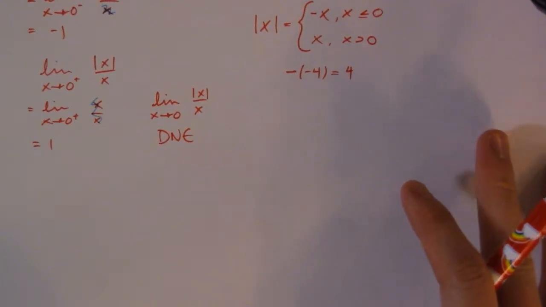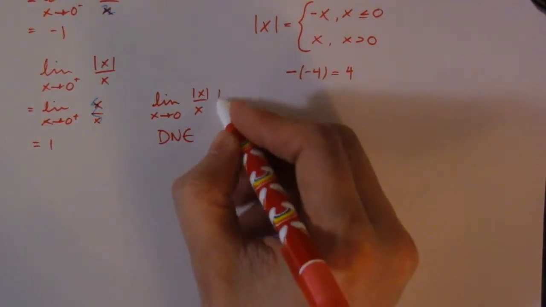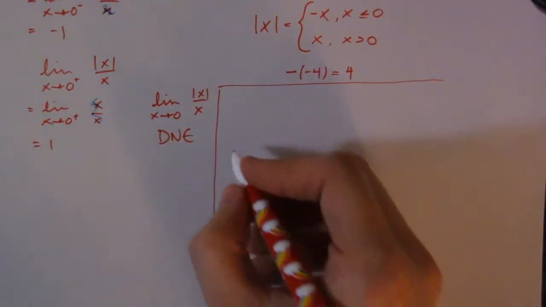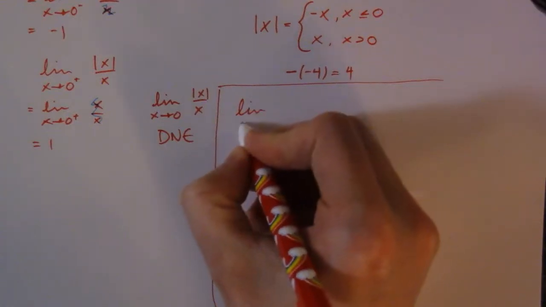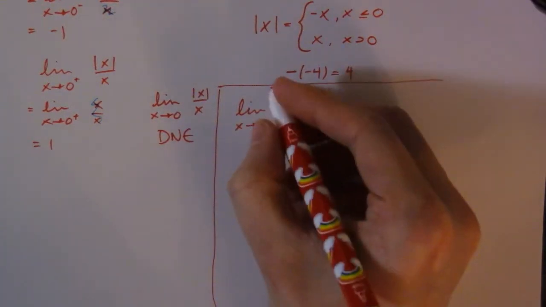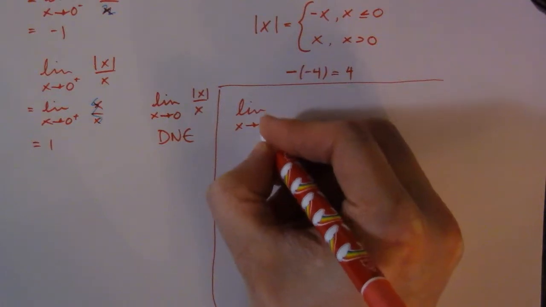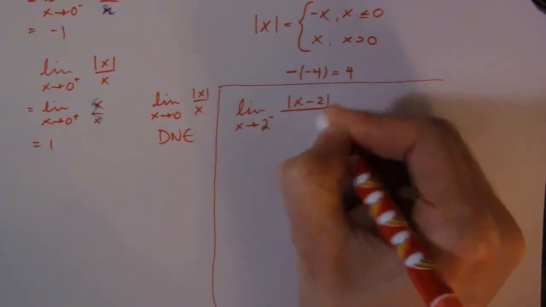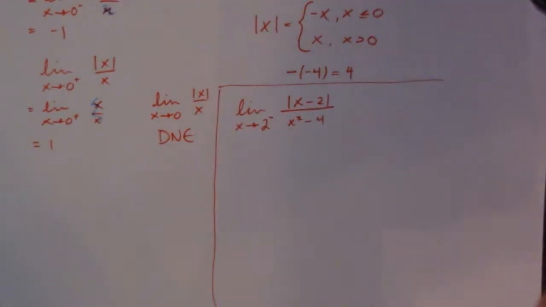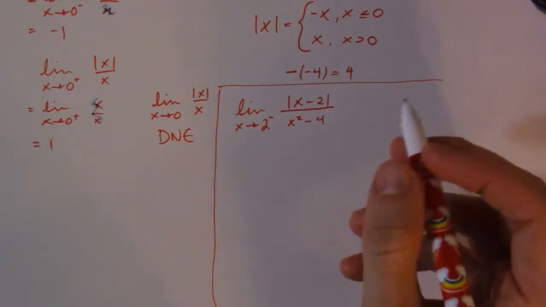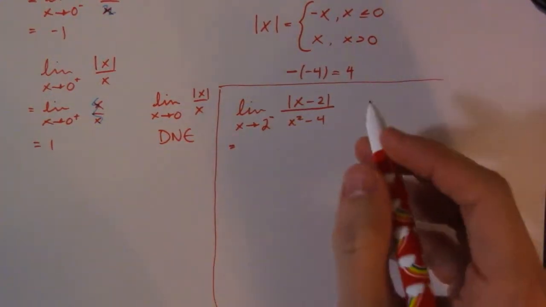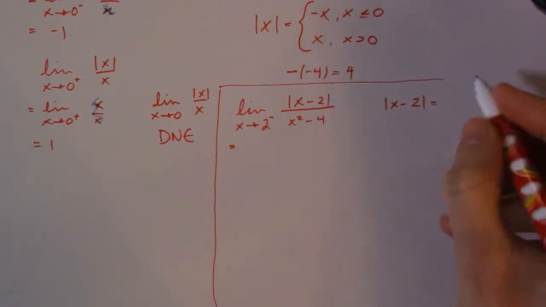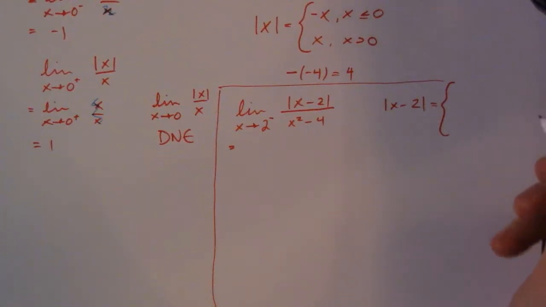Alright, well let's try a slightly different example. Let's make it a little bit more complicated. Let's do the limit as x approaches 2 from the left side of the absolute value of x minus 2 all over x squared minus 4. So it's a little bit harder. I wouldn't classify this as a hard example. Again, these questions are all about whether you choose the appropriate side of the absolute value function.